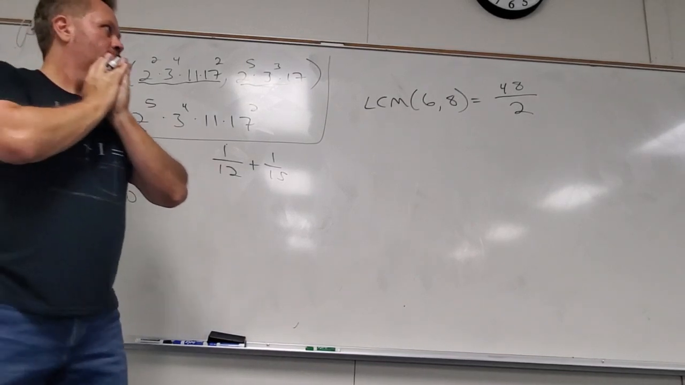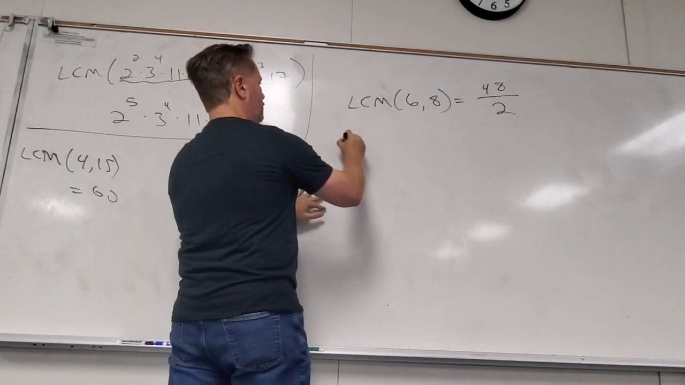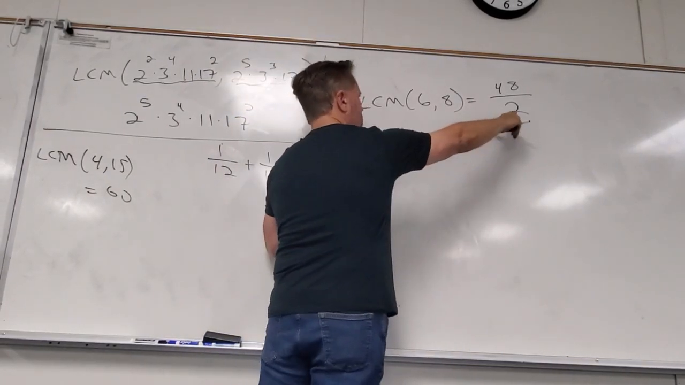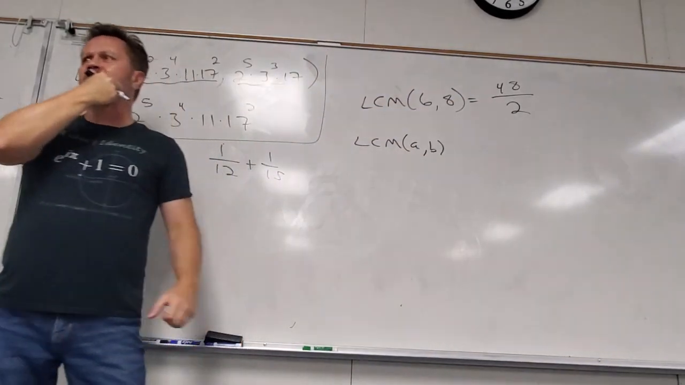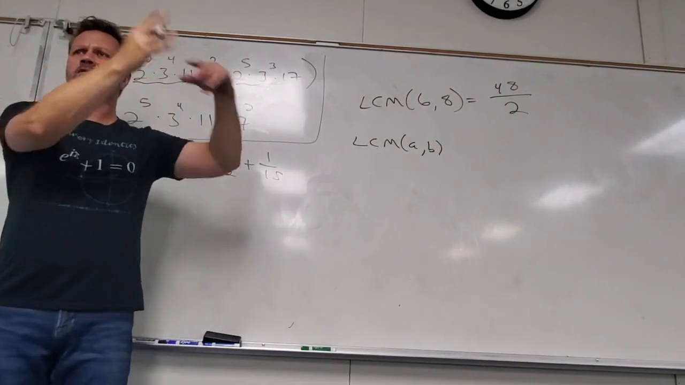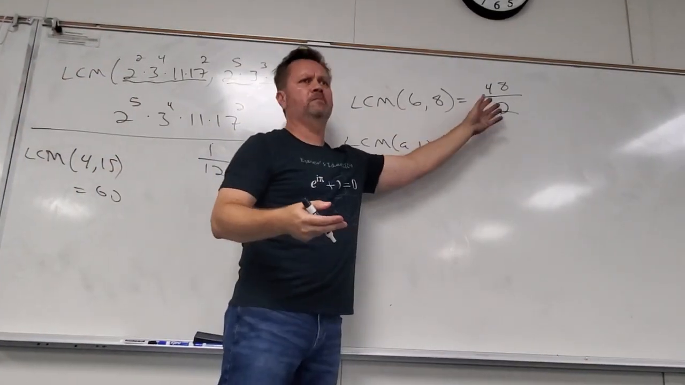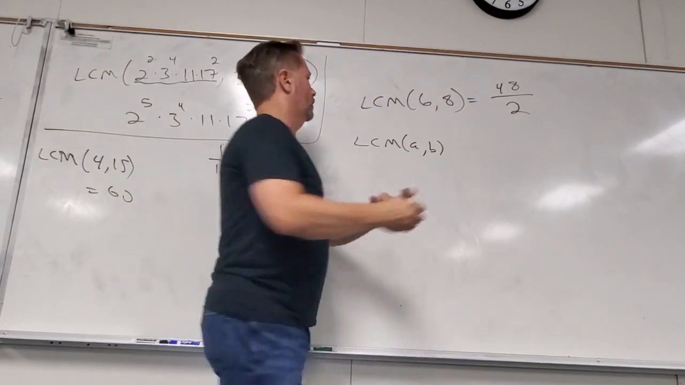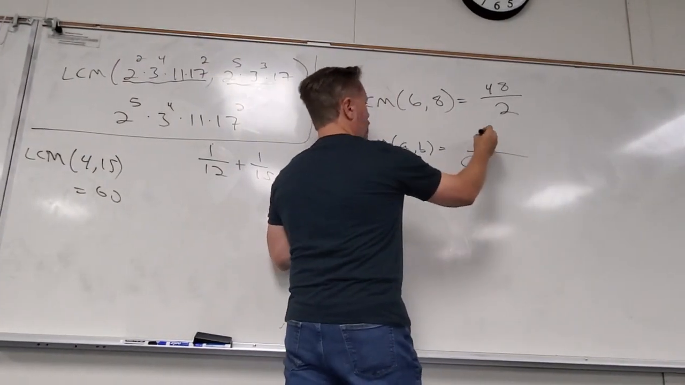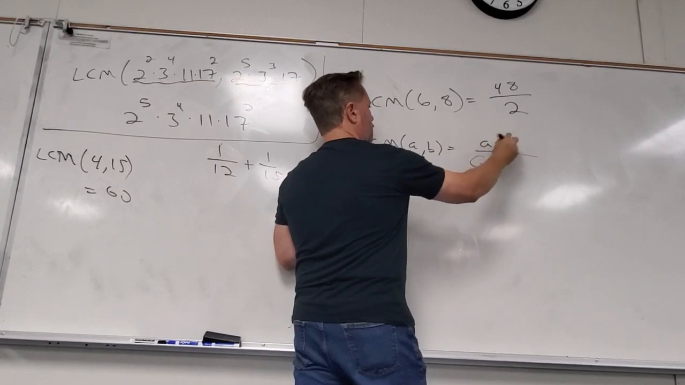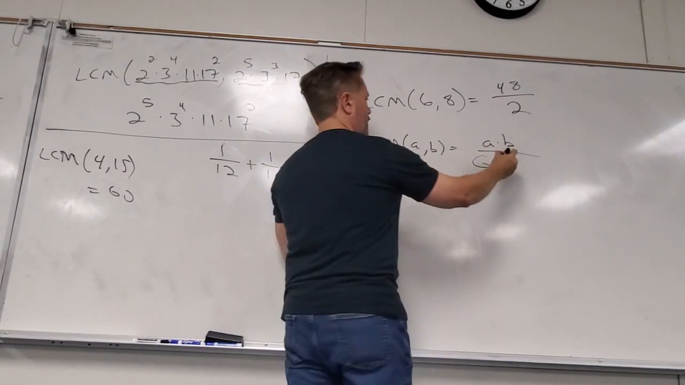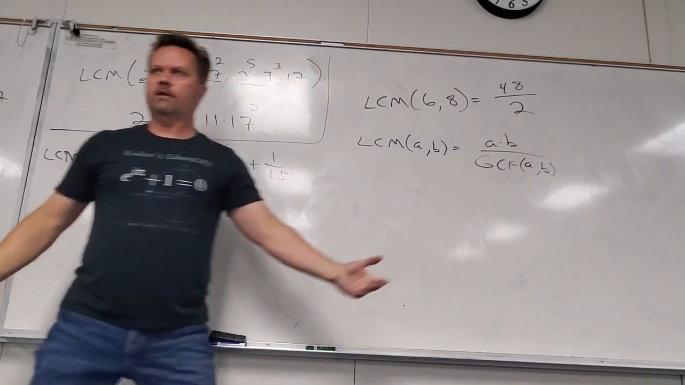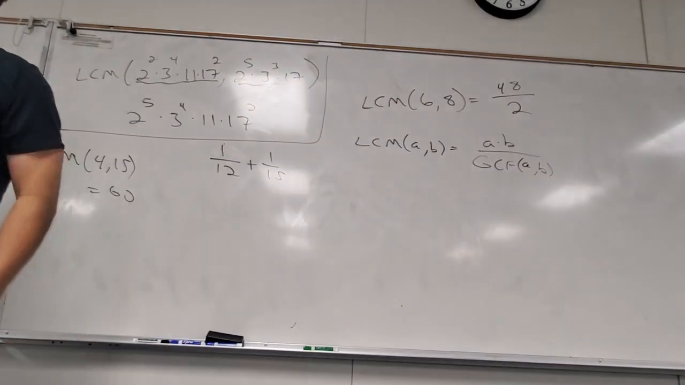Okay. So how can I make this more general? Well, what was 2 again? Where did 2 come from? So if you multiply the 2 things and divide by the greatest common factor of them, you will always get the correct LCM.